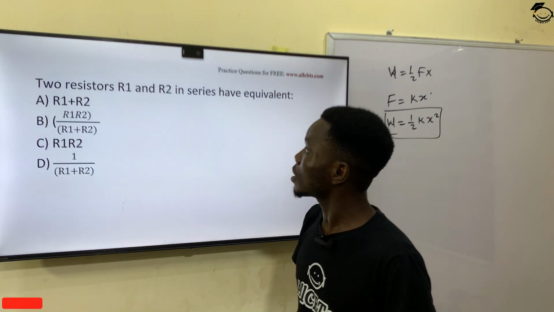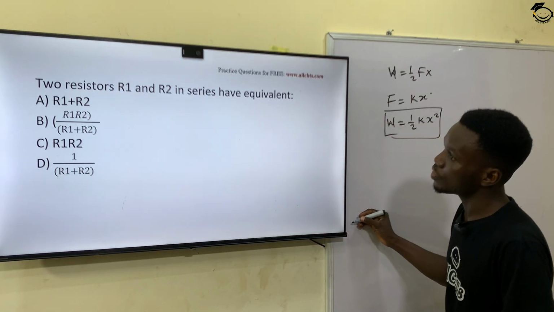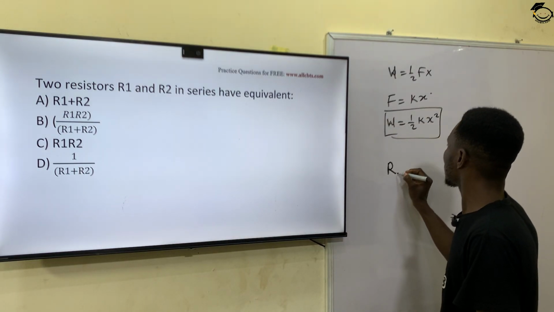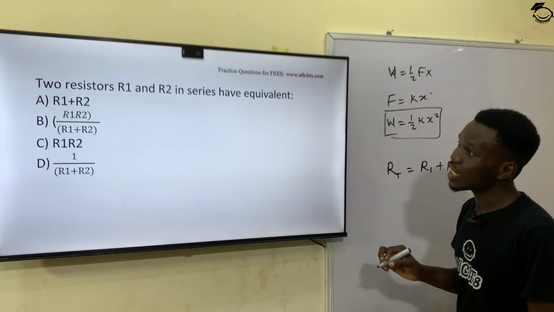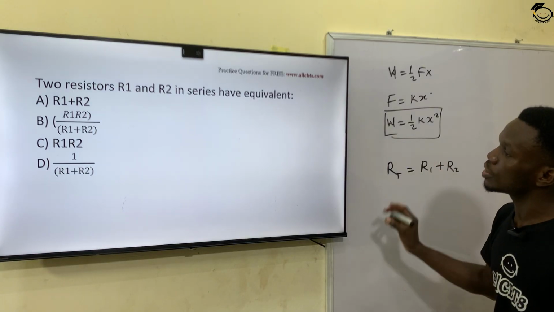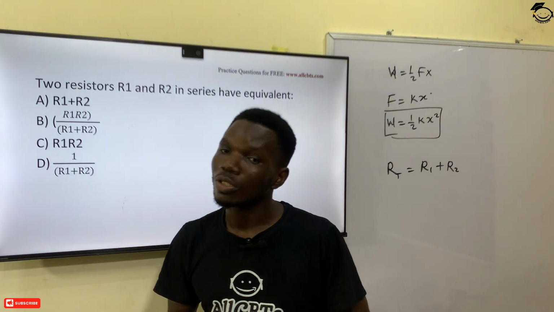It says two resistors R1 and R2 in series have equivalent dash. When resistors are connected in series, R total is equal to R1 plus R2. So long as they are connected in series, you simply add the resistors together. The correct answer here is option A.